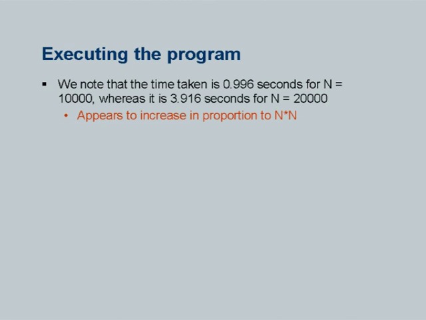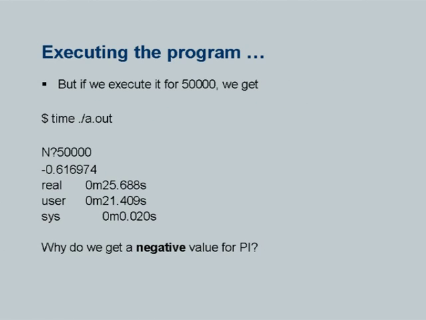Now we execute this program for a still larger value of n. If we execute it for 50,000, we get the statistics of time. User time is 21.4 seconds. So this has increased very rapidly, and indeed in proportion to n square roughly. If you take n as 50,000 and compare it with the execution time for n equal to 10,000, then n equal to 10,000 executed in 0.996 seconds, whereas this has taken 21 seconds. This value of n is 5 times that of 10,000, and therefore we expect that the algorithm should take 25 times, because we expect the algorithm to be taking time proportional to n square. 21.4 is close to 25, therefore this suspicion of ours is corroborated by the behavior of the program.